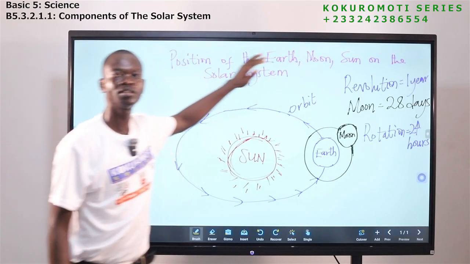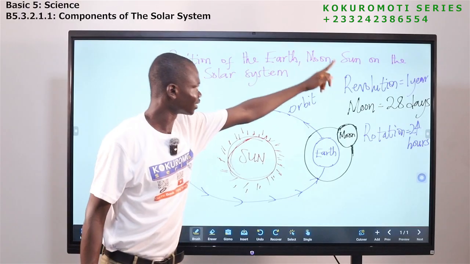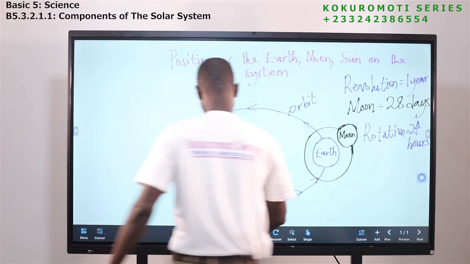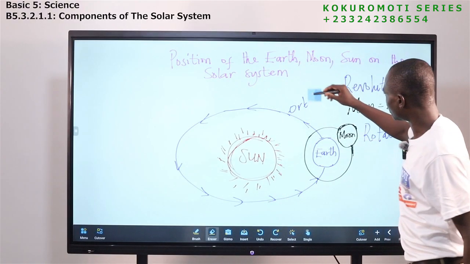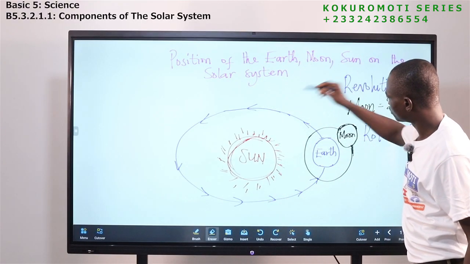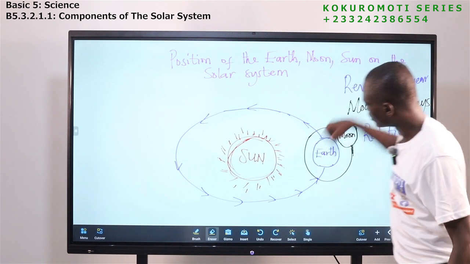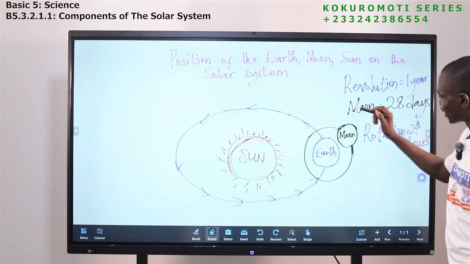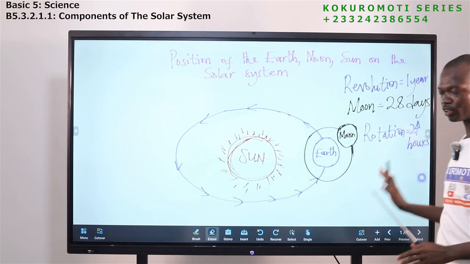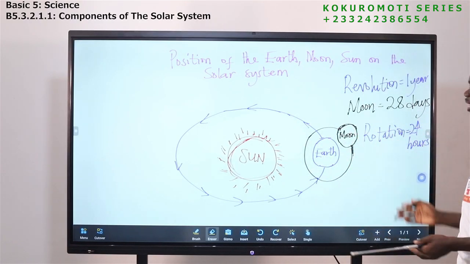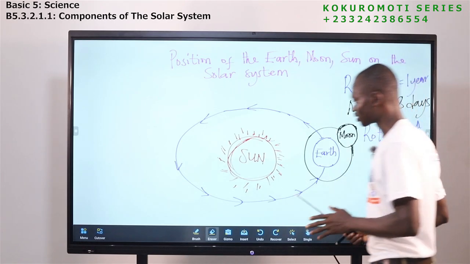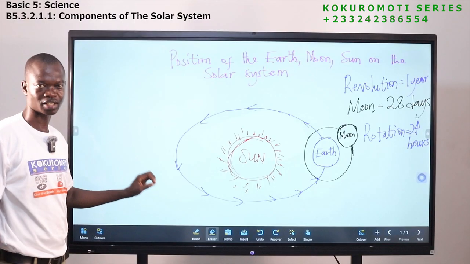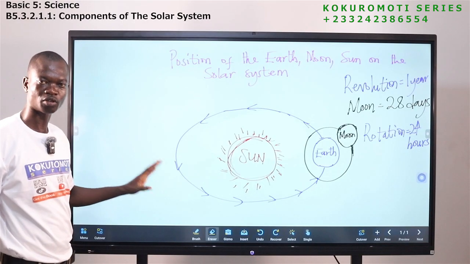So if you are asked to draw the solar system, and you are also to show the earth, the moon, and the sun, this is how you should present your work. Okay, so you can do away with the orbit. I was just using it to show you, and these arrows you can do away with them, but the moon and its movement, the earth and its movement, and the sun, you need to show them. So this is how the sun, the earth, and the moon are positioned in the solar system. I believe you are okay with this.